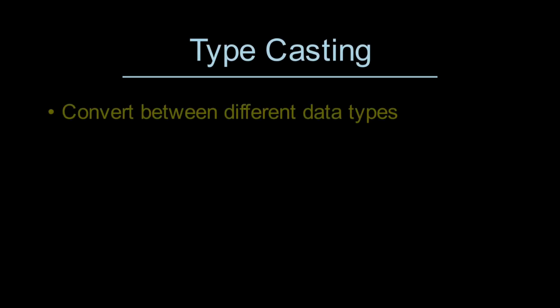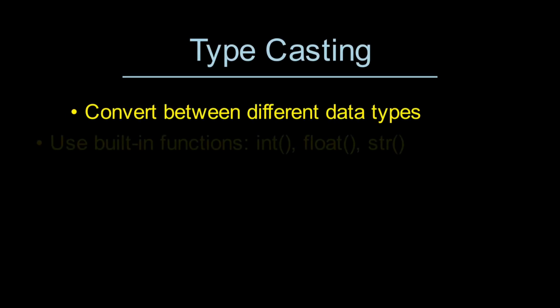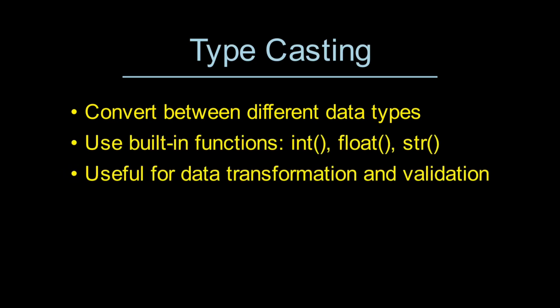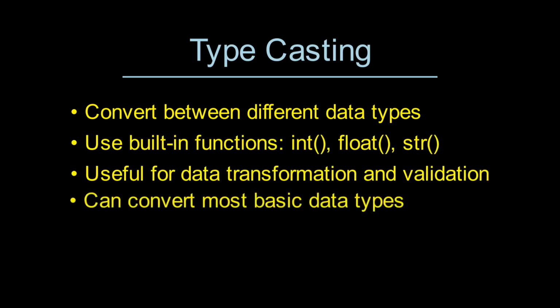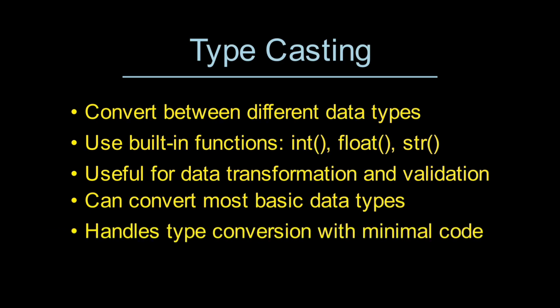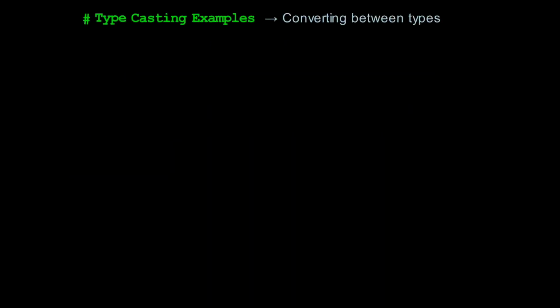Moving on to typecasting in Python, which allows us to convert data between different types. Typecasting provides several essential capabilities, such as converting between different data types. It uses built-in functions int, float, str, transforms data for validation and processing, converts basic data types seamlessly, and handles type conversions efficiently. Let's see typecasting in action.